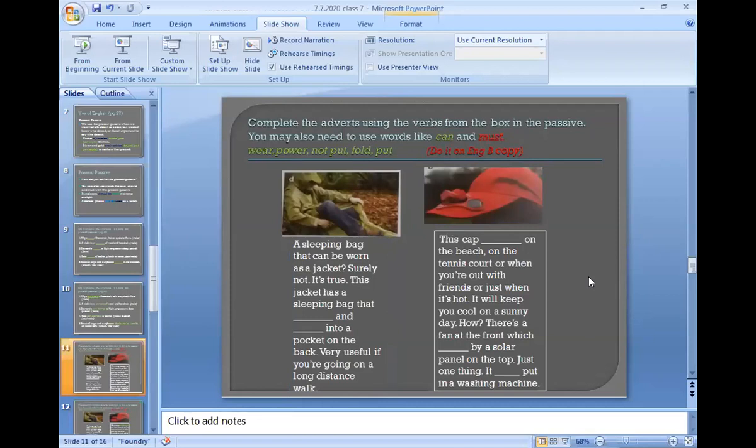How? There's a fan at the front which dash by a solar panel on the top. Just one thing, it dash put in a washing machine. You can see the advertisement given on the 28th page. There is also a thing, solar. What is written there? Which option are you going to select? Power, not put, fold or put.